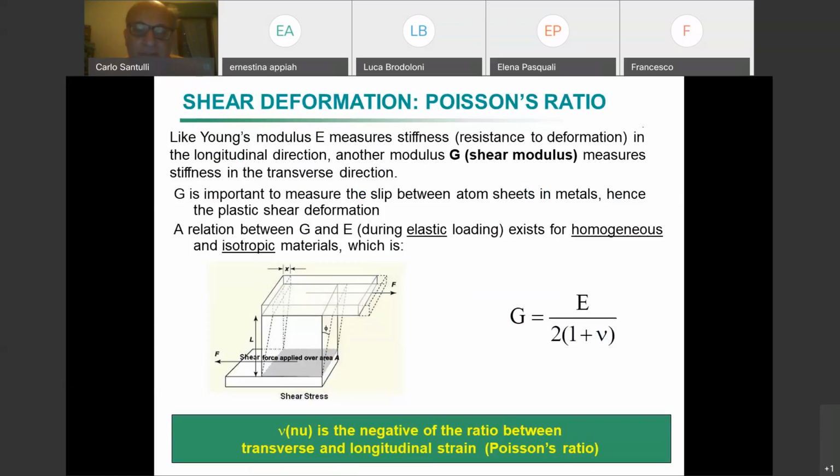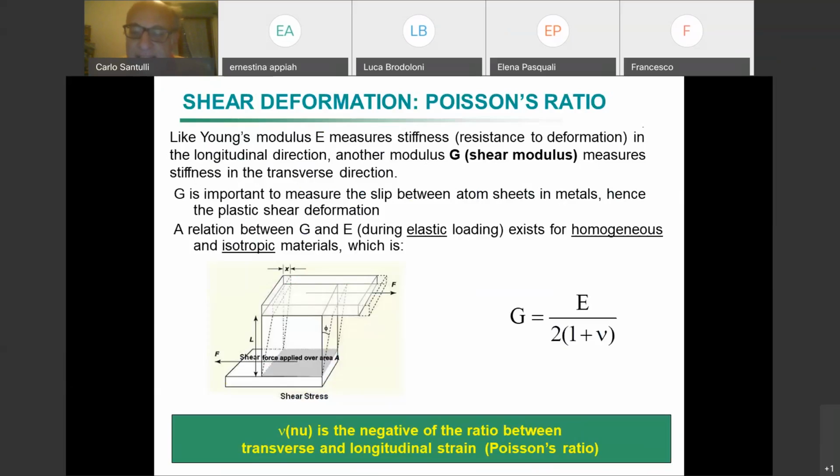In fact, you have the deformation which is in the transverse direction. G is usually, in most cases, lower than E. I would say it's always lower than E because it's quite obvious that during tensile testing, you may have some shear deformation, but the shear modulus, the resistance to shear deformation, is lower than the resistance to tensile deformation, which is expressed by stiffness.